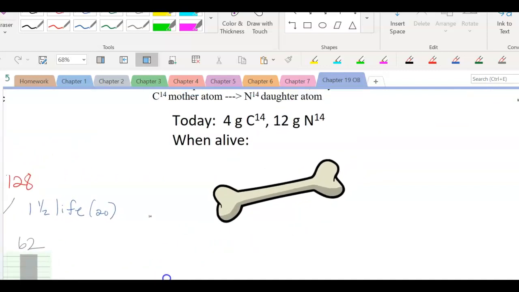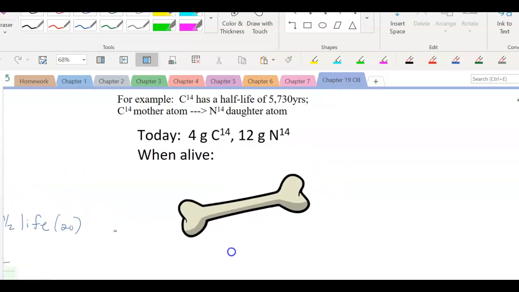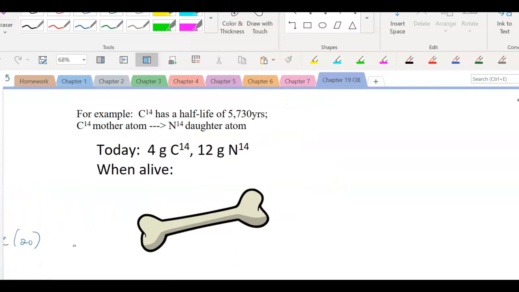Let's put this together into a more realistic concept. So carbon-14 decays from its mother atom unstable form into a stable form called nitrogen-14, which is its daughter atom. The half-life for this to happen, though, is much longer than the example we used earlier. And 5,730 years is a standard number for the half-life of carbon-14 to nitrogen-14.